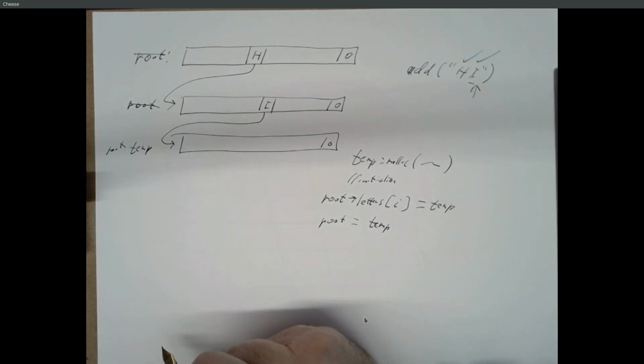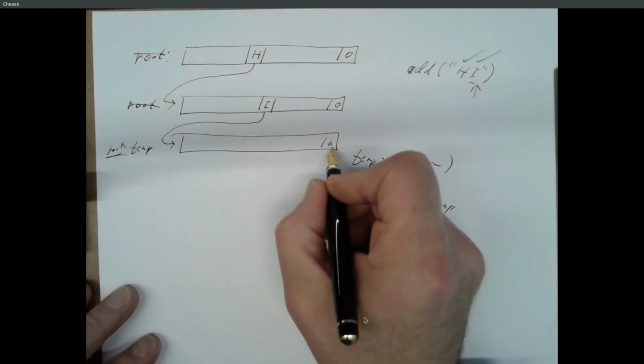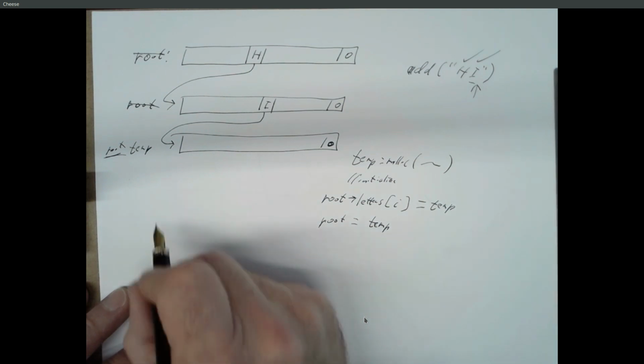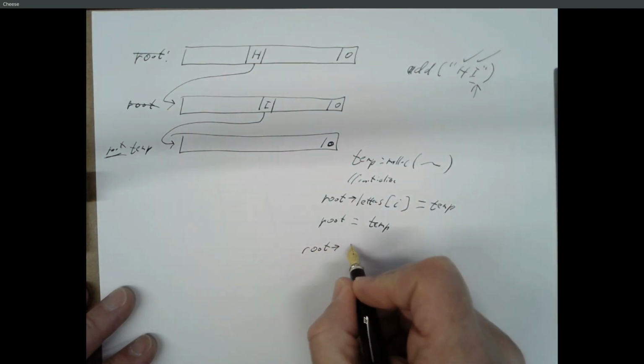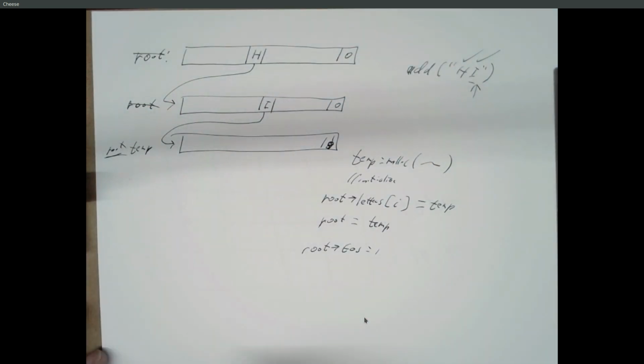So you come out of your for loop or your while loop, right? And your root is now pointing to the node after the last letter. This is where you want to set end of string to 1. So you can just do root EOS equals 1. That makes that a 1, and you're done. You've added your word.